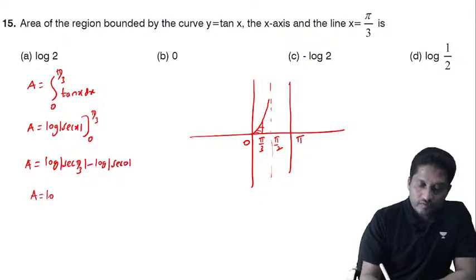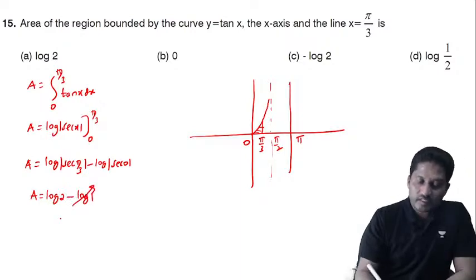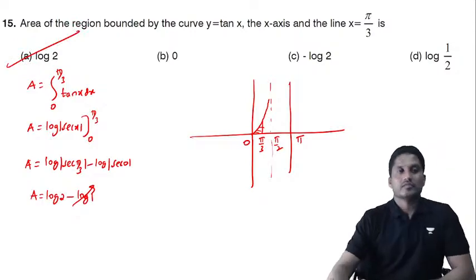So this is equal to log of sec 60, which is 2, and sec 0 is 1. Log 1 to any base is 0. Answer is log 2.